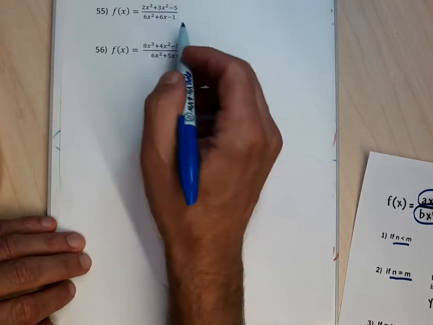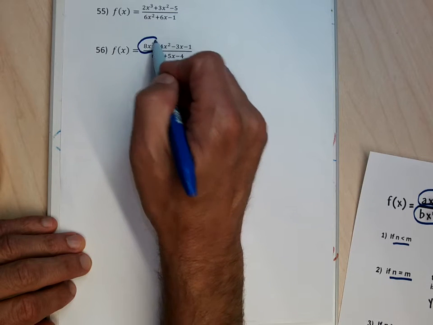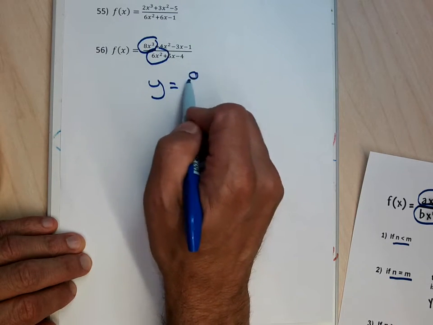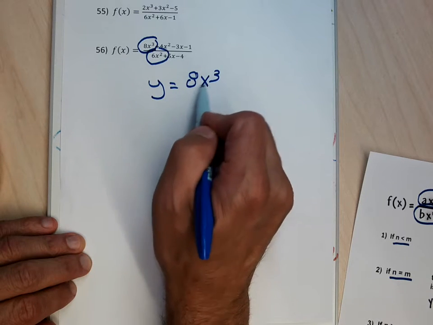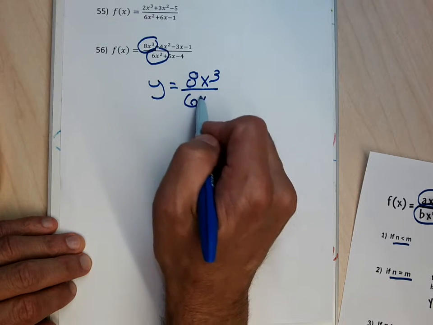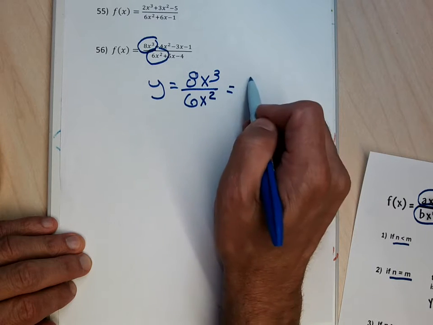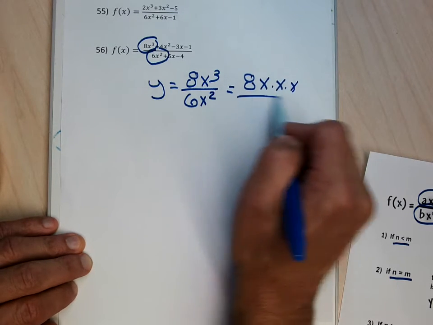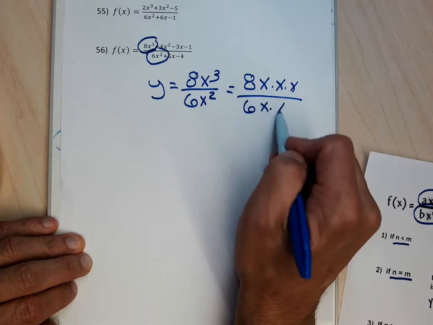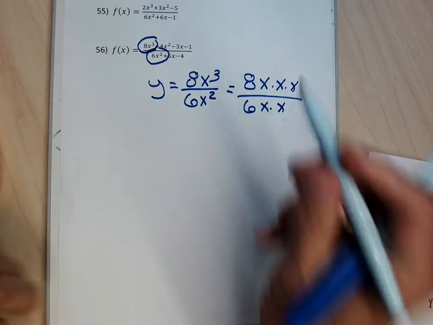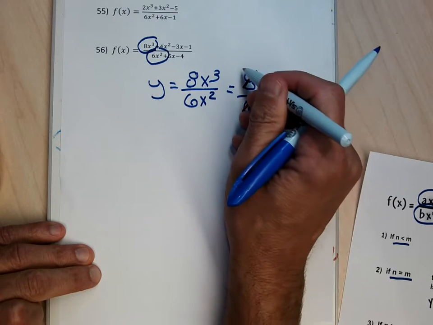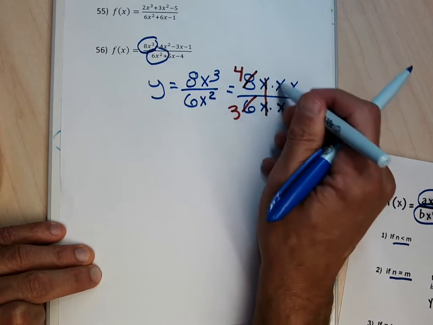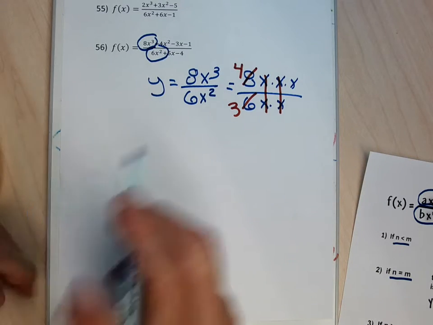For problem 56, the highest exponent in the numerator is bigger than the highest exponent in the denominator, so I get a slant asymptote. I need to divide the highest exponent term in the numerator by the highest exponent term in the denominator. To do this, I'm going to write the problem without the exponents. I'm going to reduce the fraction 8 over 6. 8 divided by 2 is 4. 6 divided by 2 is 3. And I'm going to cancel 2 of the x's.